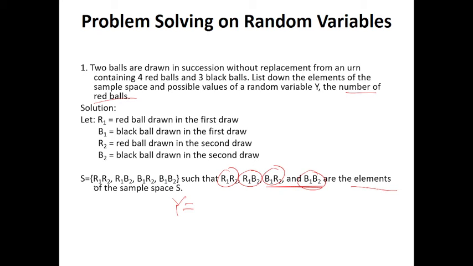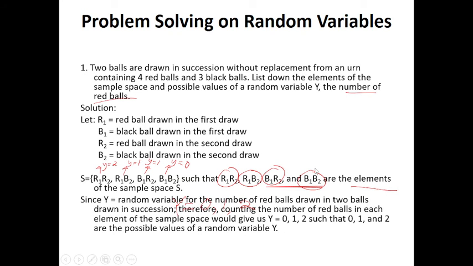So, sa unang outcome, red 1, red 2. Okay? Ano yung y? Number of red balls. So, meron kang y equals 2 dito. 2 red balls dito. 1 red ball dito. 1 red ball dito. Value ng y, 0 red ball. Okay? Therefore, 0, 1, and 2. Yun ang mga possible values of our random variable. 0, 1, and 2. That's it. Yan ang sagot. Okay?